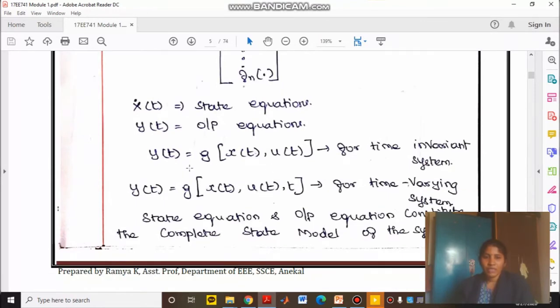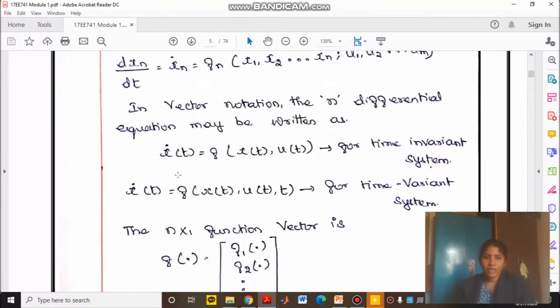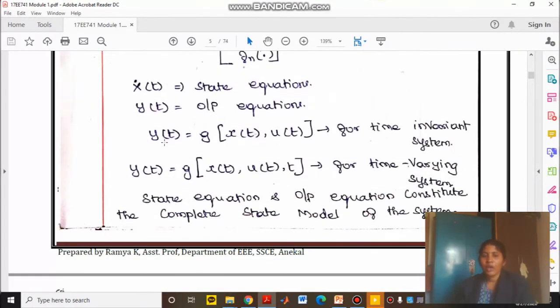Your state equation is represented as a function f of x comma u. Your output equation y of t is represented with g as a function of x and u. In case of your time invariant system, y of t is equal to g of x of t comma u of t. In case of your time varying system, you need to add the time factor because your state variable and input variable are going to vary with respect to time. So y of t is equal to g of x of t comma u of t comma t.